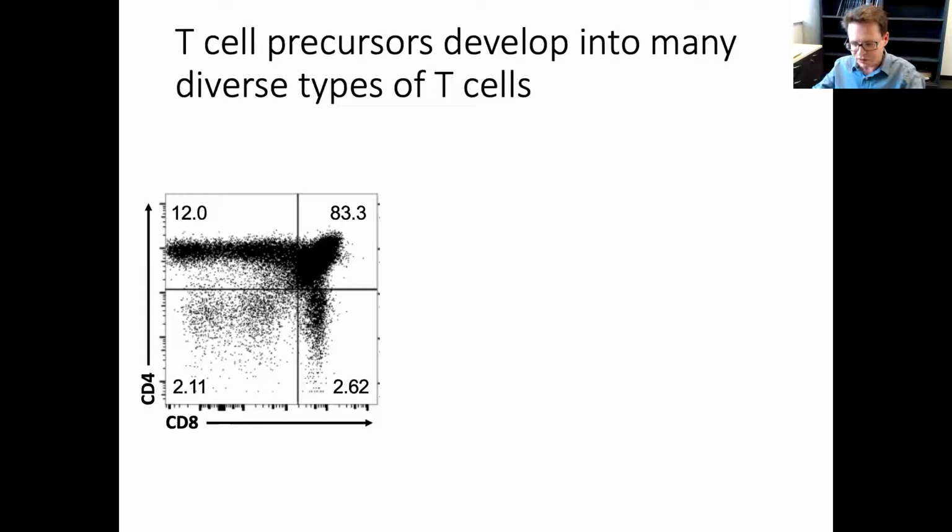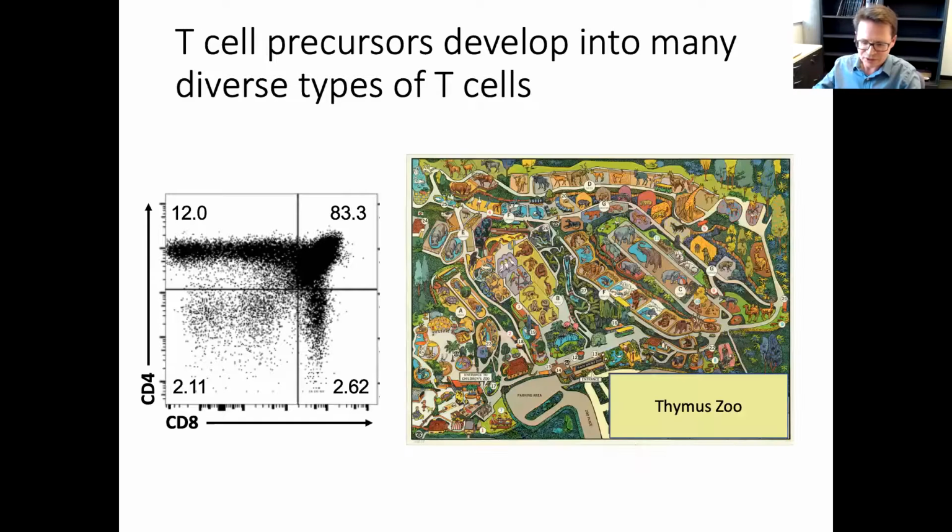This view of T cell development is actually quite a gross oversimplification, because it doesn't represent the tremendous diversity of weird and wonderful minor T cell populations which also develop in the thymus. Although some of them are extremely rare, they can have powerful and profound effects on immune responses.